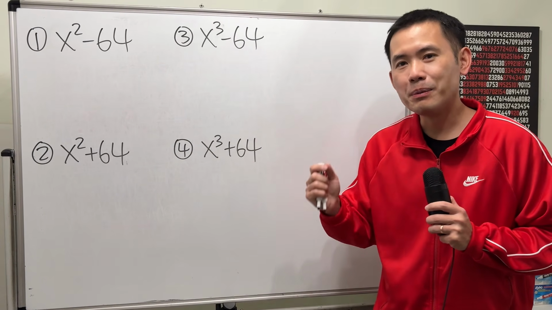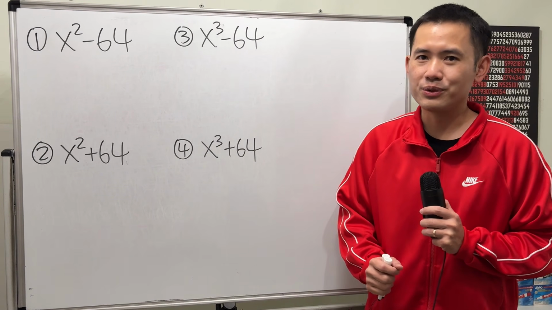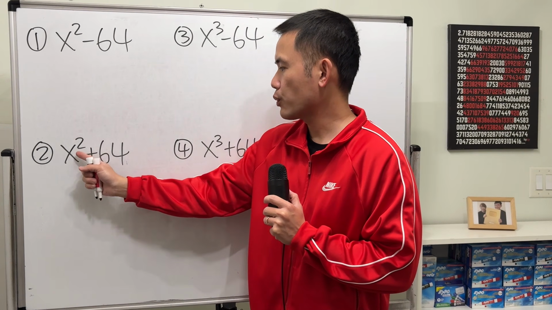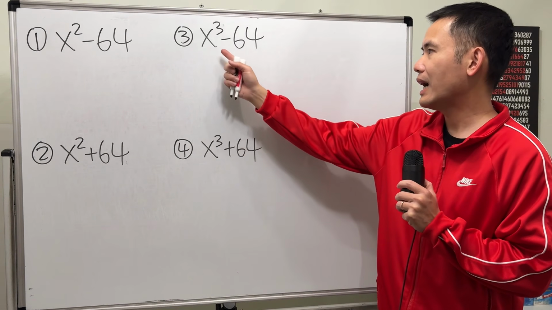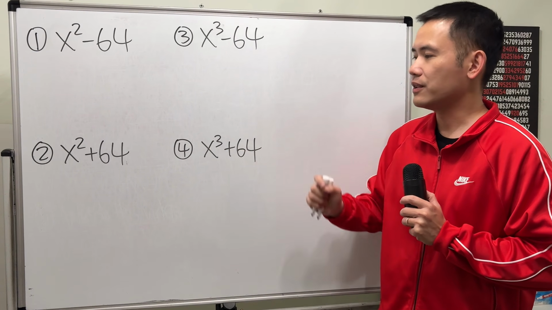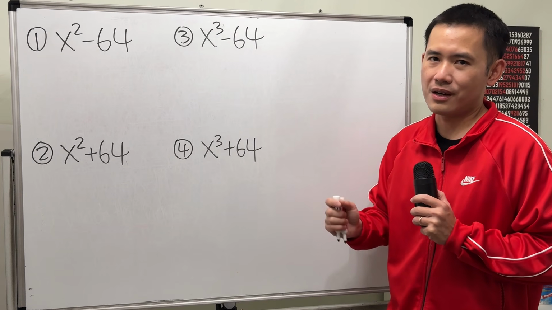These right here are my favorite factoring questions that I like to ask my algebra and pre-calculus students. First, we have x squared minus 64. Second, we have x squared plus 64. Third, we have x cubed minus 64. Lastly, we have x cubed plus 64. As you can see, they all look similar, but be careful.